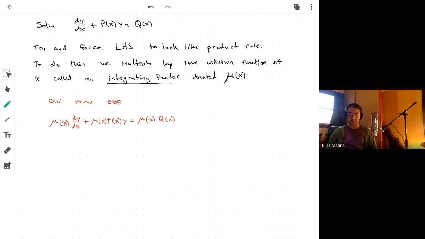Okay? That seems kind of ugly. Why have I done this? Well, because I haven't defined what mu is, right? Mu is just some random function. I have no idea what it is yet. If I can find a mu that makes the left-hand side of my equation product rule, then I can rewrite the left-hand side as being product rule, and I can integrate both sides, right? That's the idea here. So what I'm going to say is, we want this to be product rule.